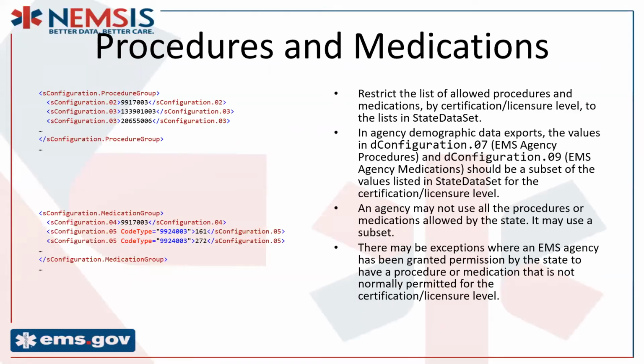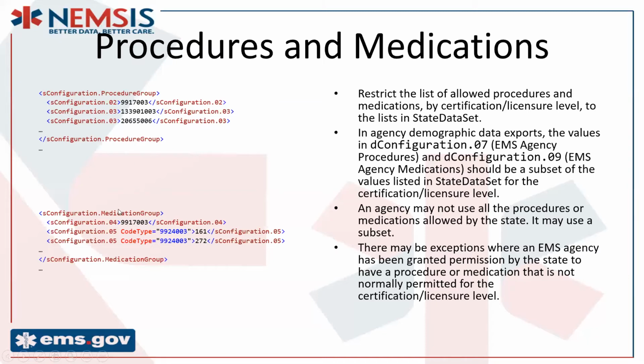Next, let's look at procedures and medications. This is an area of lots of work for agencies if you don't help them with it. I've shown the XML code here, sConfiguration.procedure group. sConfiguration.02 will have a licensure level. So this is the one for EMR. And then it'll be followed by one or more instances of sConfiguration.03, which will contain a SNOMED code for a procedure that EMRs, in this case, are permitted to do in that state.